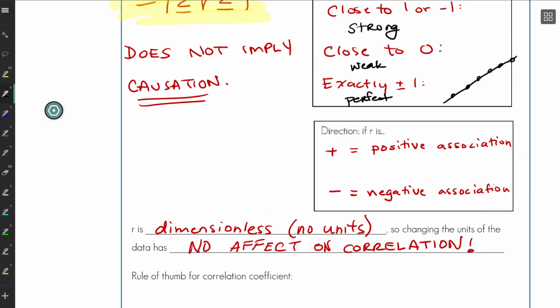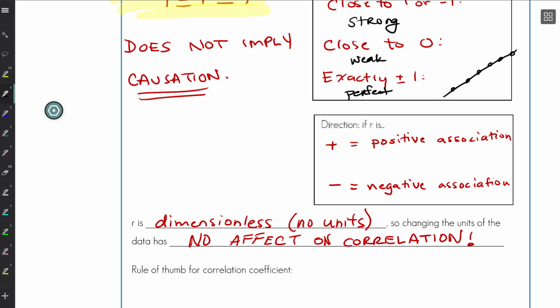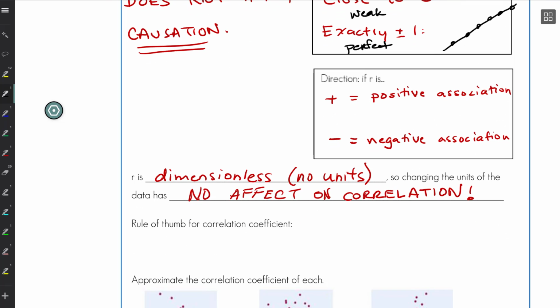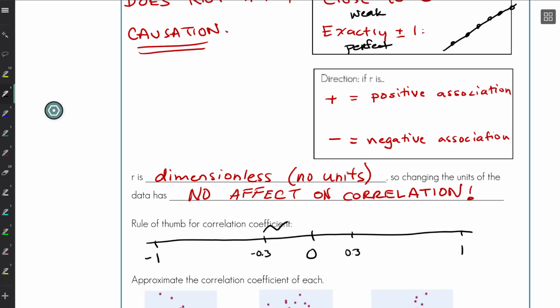Now, let's get a little more detailed about how we can describe strength. There's no hard and fast rule for the correlation coefficient, but here's what I describe. I know that I'm going to be somewhere between -1 and +1, so I'm going to make a number line for my correlation coefficient. Right smack in the middle is going to be 0. Now, I might have, say, between -0.3 and +0.3, and anything within here I'm going to consider weak.